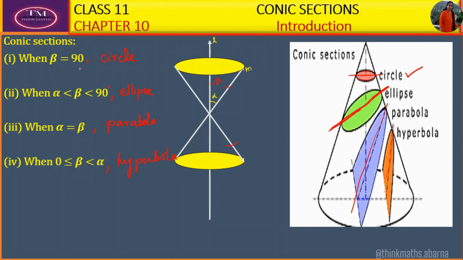When beta is equal to 90 degrees, it is a circle. When beta is less than 90 and greater than alpha, it is an ellipse. When alpha and beta are equal, it is a parabola. When beta is greater than or equal to 0 but less than alpha, it is a hyperbola. In a hyperbola, the line cuts both the upper nap as well as the lower nap. So these are the shapes we get. Now we are going to study the shape of a circle, which we will do in the next page.